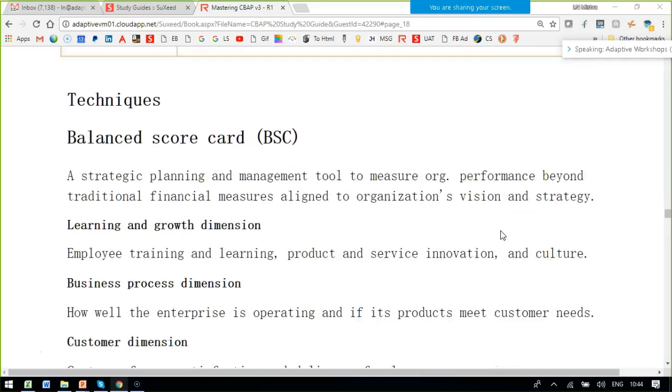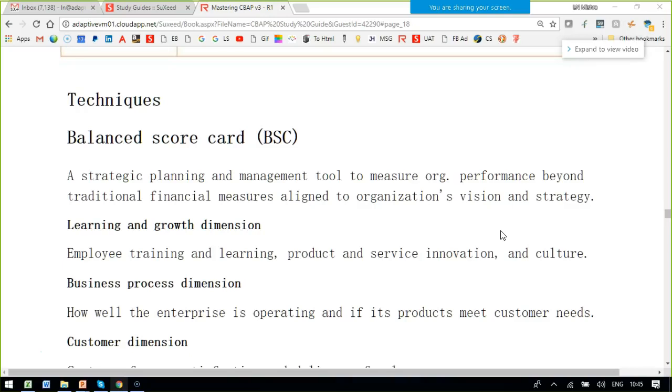Balanced scorecard, all of you are clear. What is balanced scorecard? Yes, sir. Anything rings a bell? Maybe just a few statements, a little more details.